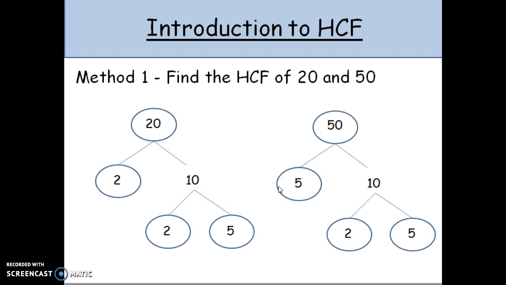So to find the HCF, you try and find what factors are common. So the HCF is 2 times 5, which is 10. But how do I get the 2 and the 5? Well, what you do is you link up numbers that are the same in both factor trees. So the 2 and the 2 are the same, so that goes over here. And the 5 and the 5 are the same, so it goes over here. And you multiply them together to be 10.